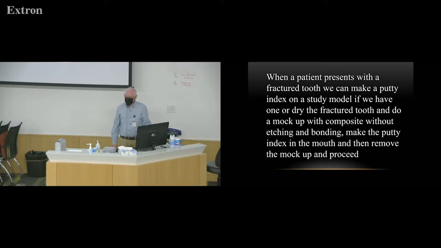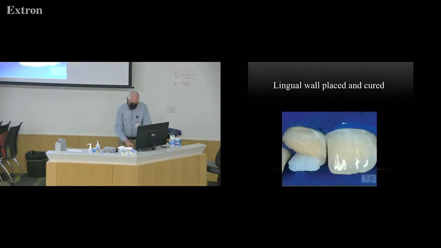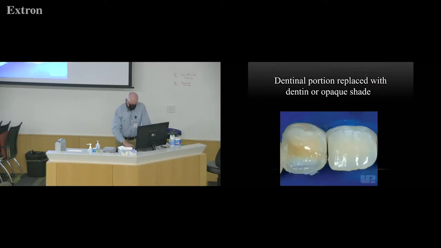And then there's another way to do it too. You can do a mock-up. You can take some composite and just paste it on there and shape it real quick and then take the putty matrix. But that takes extra time, so we'll get into the technique. Okay, so if you have a putty matrix, then you can just put that composite in there and form it and light cure it.